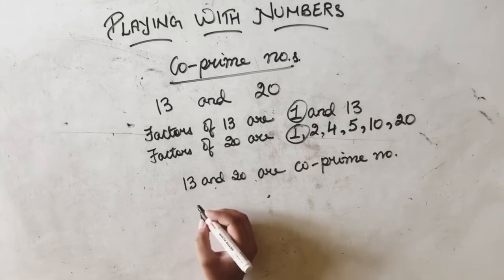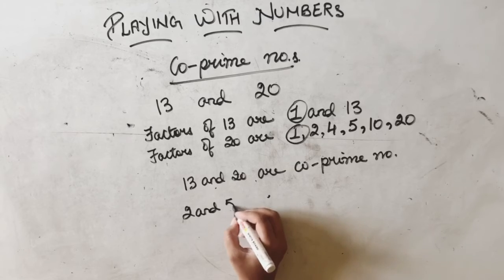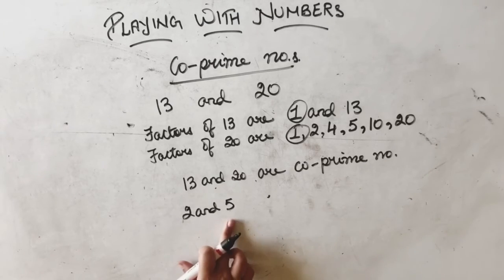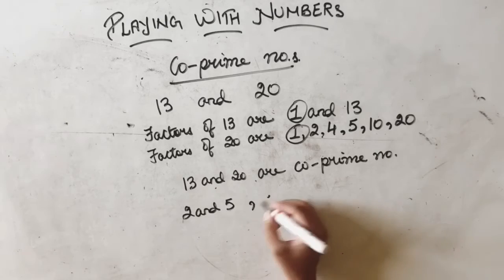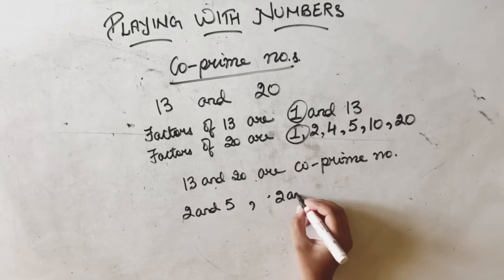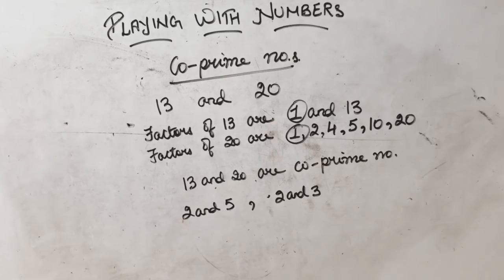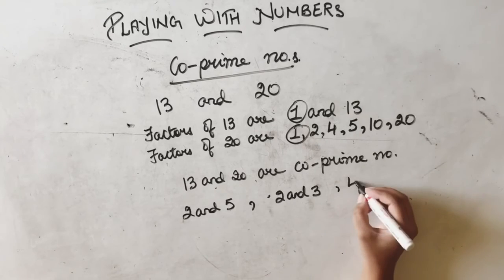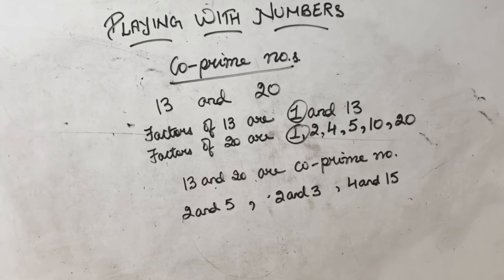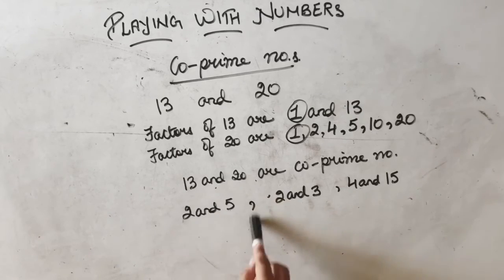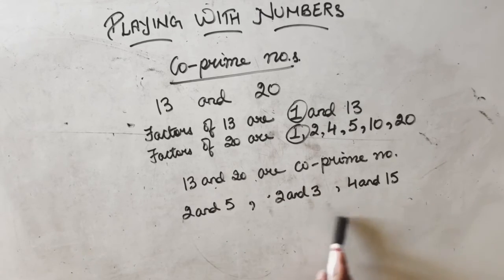Like when I'll take one example of 2 and 5. 2 and 5 mein the only common factor is 1. 2 and 3. Again the only common factor is 1. 4 and 15. Again the only common factor is 1. So these all pairs are co-prime numbers.